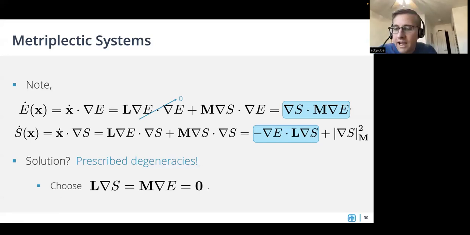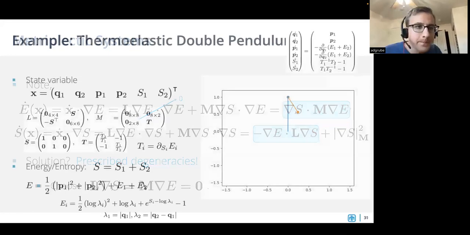So then what do we add in addition to the metroplectic expressions in order to guarantee these laws? Well, one way is to just ensure that the gradient of entropy is in the kernel of L and the gradient of energy is in the kernel of M. Then if I have this behavior, both of these terms drop out and I get exactly what I want. So that is a necessary condition for making this formalism work.